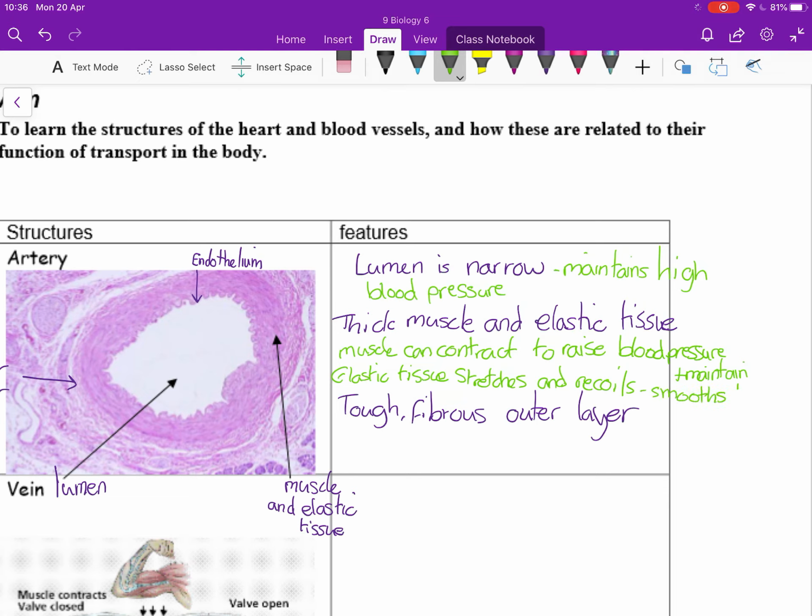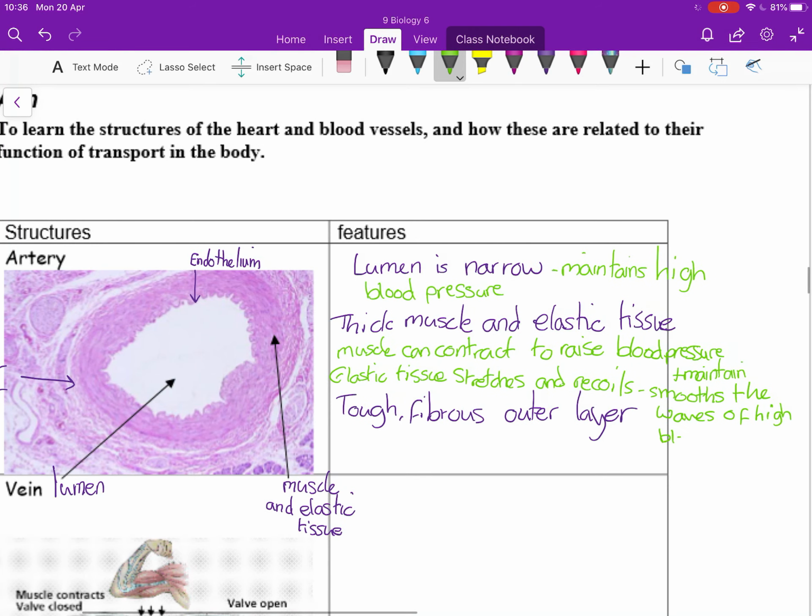And really what that's going to do is smooth out the surges or the waves of blood, because blood is leaving the heart in surges. With each contraction of the ventricle, the blood is leaving the heart, and that kind of irregularity in blood pressure is passed on into the arteries. And so the elastic tissue does smooth that out a little bit. And then finally, that tough fibrous outer layer is going to withstand the high blood pressure.